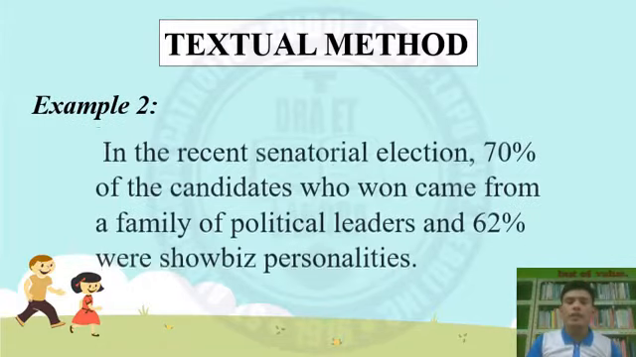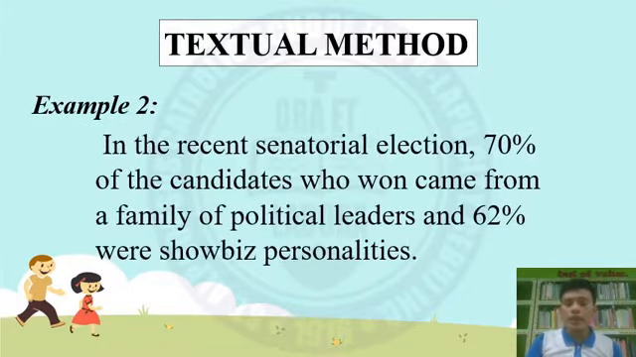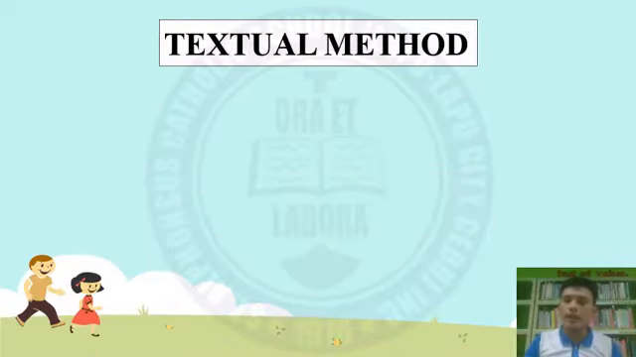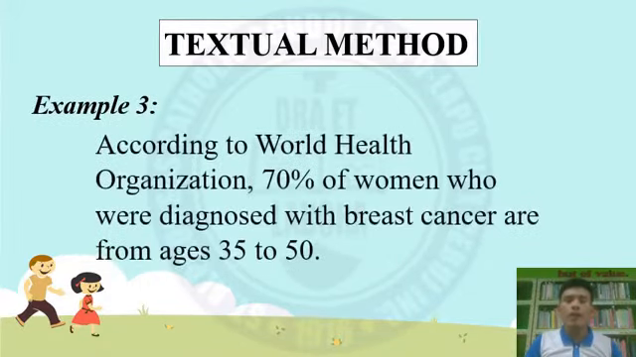Next example, in the recent senatorial election, 70% of the candidates who won came from a family of political leaders, and 60% were showbiz personalities. Another example, according to World Health Organization, 70% of women who were diagnosed with breast cancer are from ages 35 to 50. That's a textual method type.